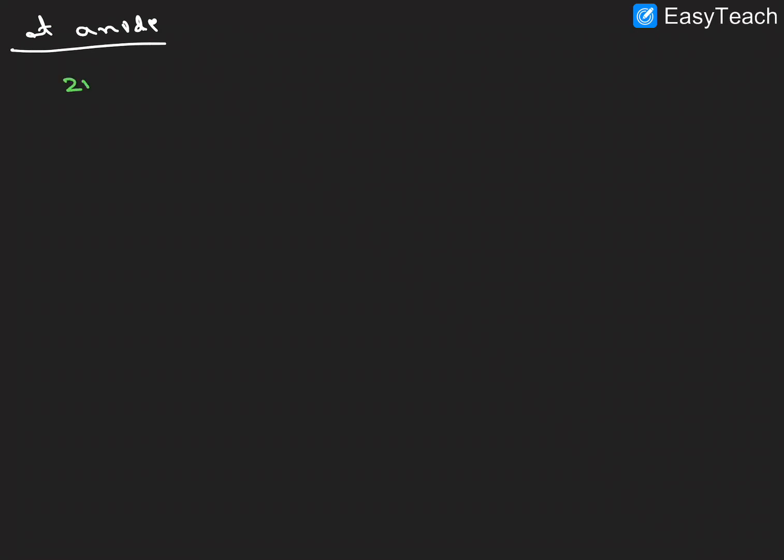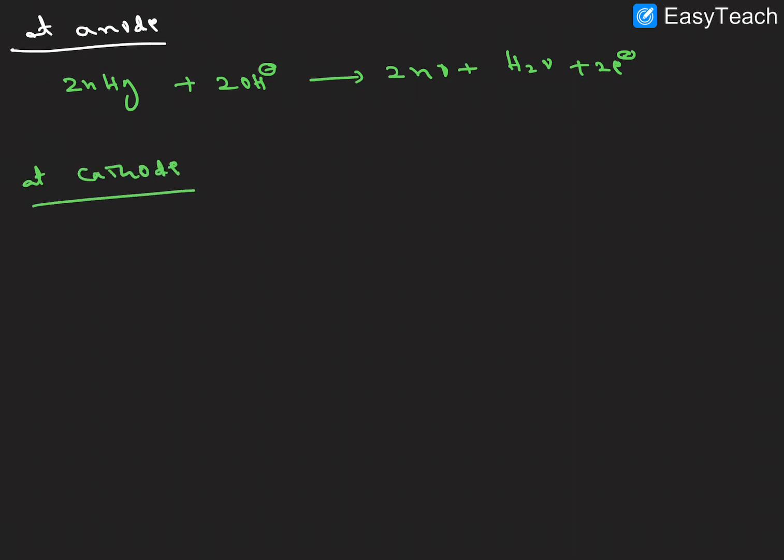At the anode, zinc amalgam is there, ZnHg, and in the presence of basic condition, OH minus, it is converted into zinc oxide plus H2O, and 2 electrons are released here from zinc, right. At the cathode reaction, zinc oxide in the presence of water and taking 2 electrons, reduction takes place here, zinc plus 2 OH minus is forming.